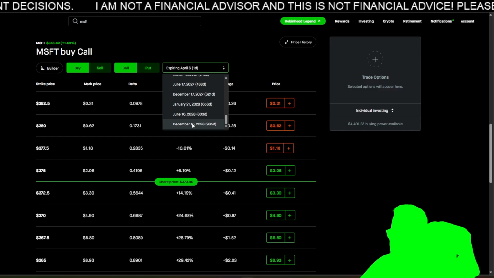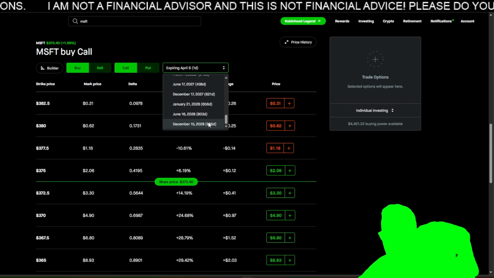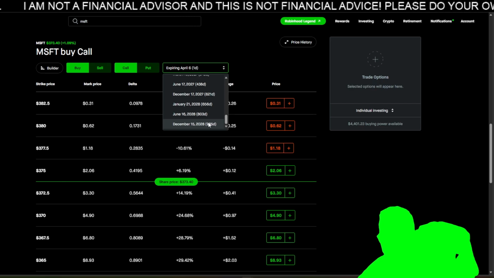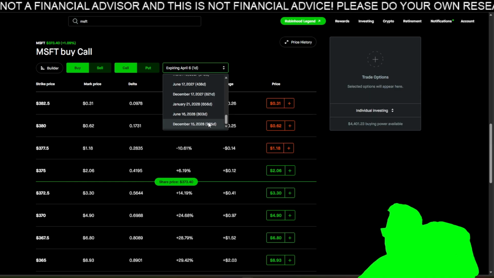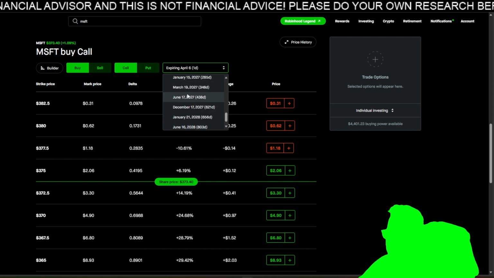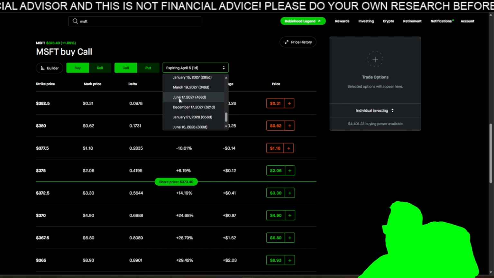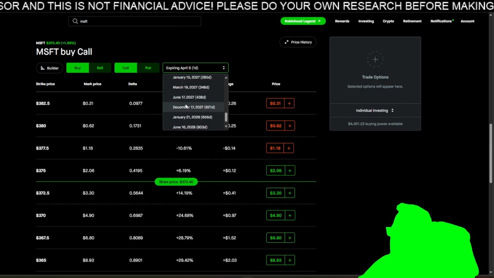Okay, so if you're looking at December 15th, 2028, which again is 985 days away, you're looking at paying a juicy premium. You're looking at paying a good amount of money for this one because of how expensive it's going to be. But again, anything around June 2027 onward would be considered a LEAP option in the stock market game.